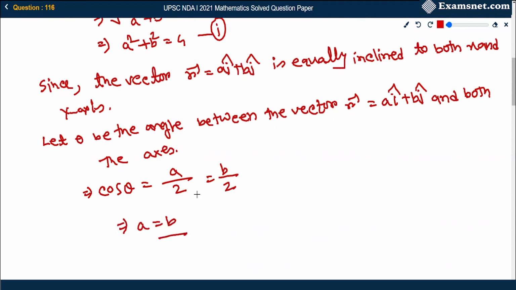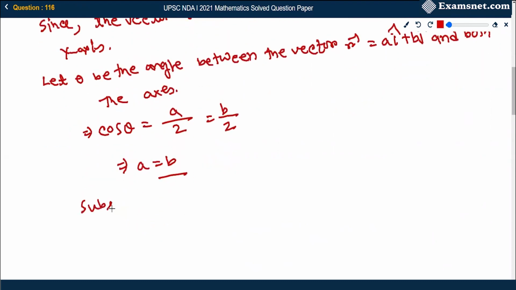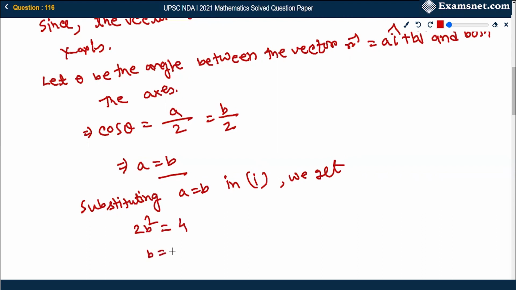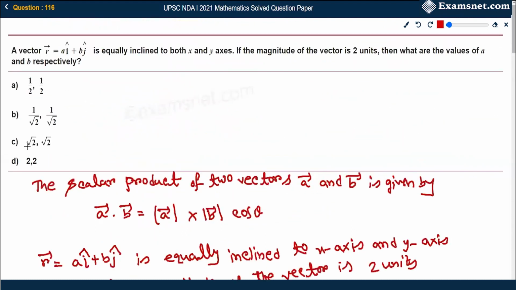So now we can substitute this value in equation number 1. Substituting a equals b in 1, we get 2b square equals 4. So b equals root 2. Therefore, a equals also root 2. So that means the values of a and b respectively are root 2 comma root 2. Option C is the correct answer.